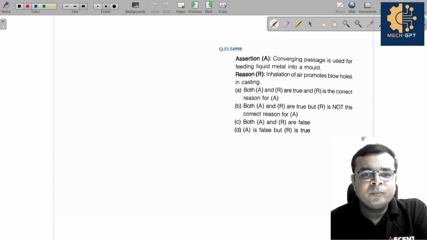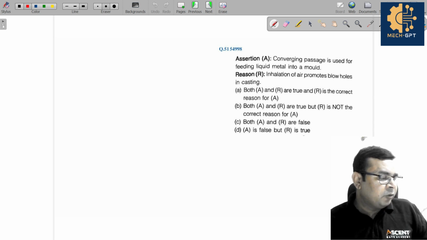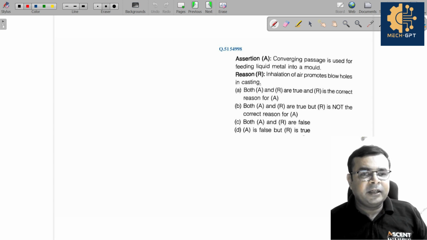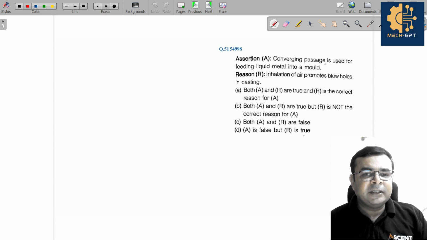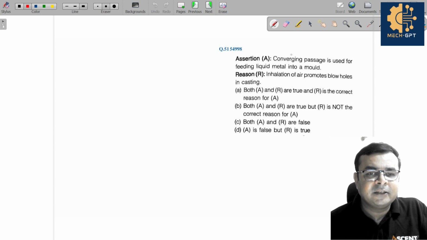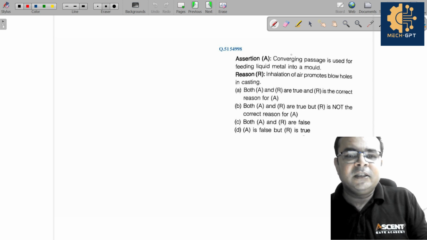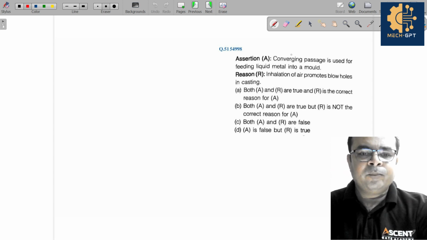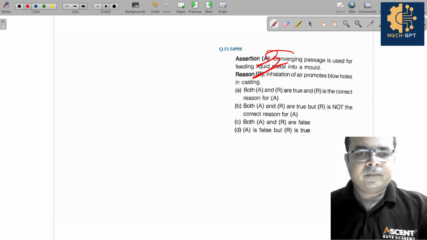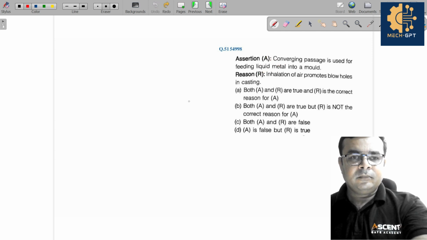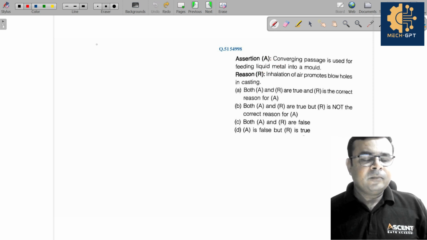Next, assertion and reasoning question. Converging passage is used for feeding liquid metal into the mold. Inhalation of air promotes blowholes in a casting. So converging passage, you can see converging passage means if you provide it like this.